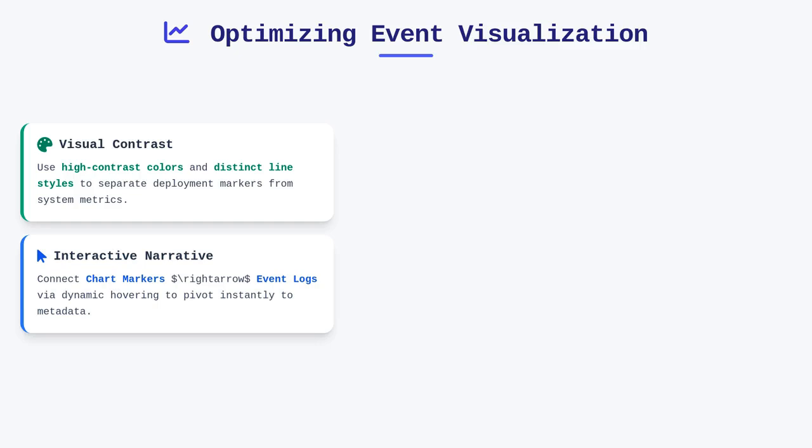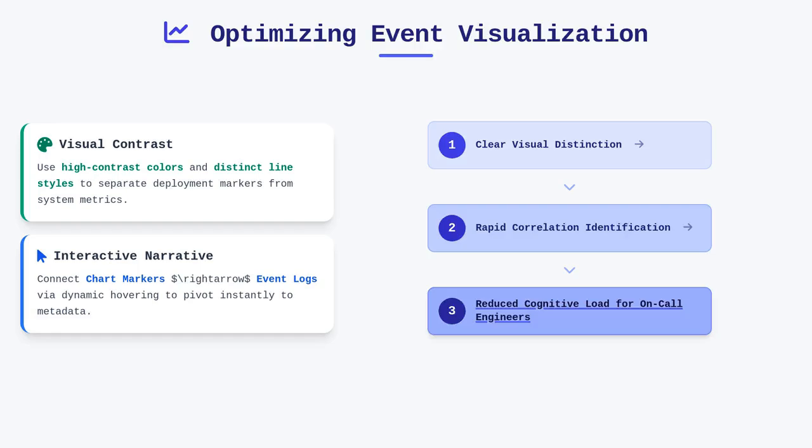Furthermore, integrating event list panels allows you to interact with the narrative. Hovering over a marker in the chart should dynamically highlight the corresponding detail in the event log table beneath or beside the visual. This interaction model enables you to instantly pivot from identifying a correlation in the graph to reading the metadata of the event itself. By investing time in configuring these display properties, you minimize the cognitive load required by your on-call engineers when they are investigating production issues in a high-pressure environment.